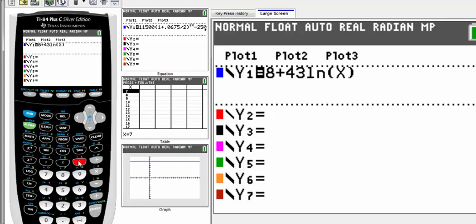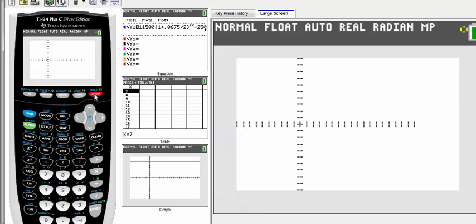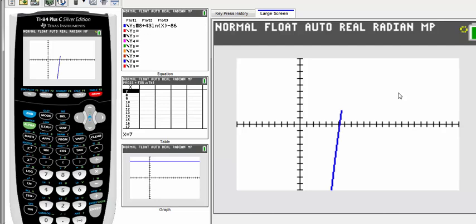Make sure you close a parenthesis on that. So 8 plus 43 ln of x, and then we had to subtract over that 86. And let's go ahead and graph this. Might have to change our scale, and here we're crossing.